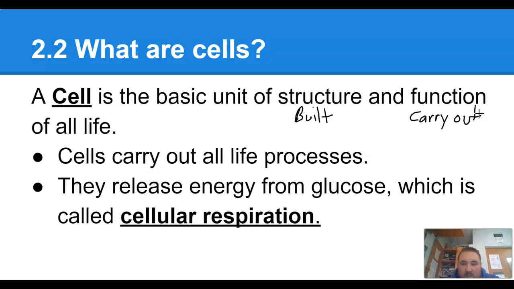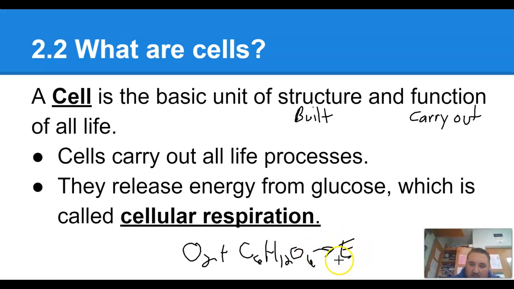They release energy from glucose, which we learned in the last chapter is called cellular respiration. You take oxygen plus glucose, C6H12O6, you burn it and you get energy in the form of ATP plus water plus carbon dioxide. We got that in previous lessons.